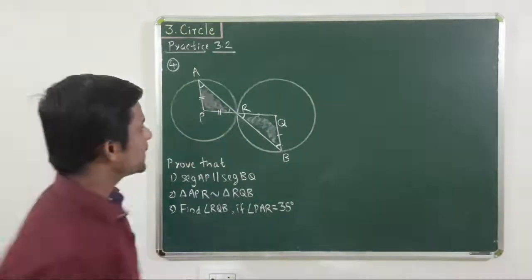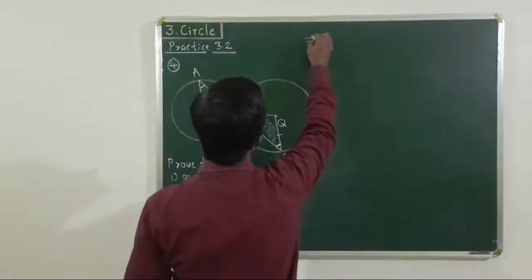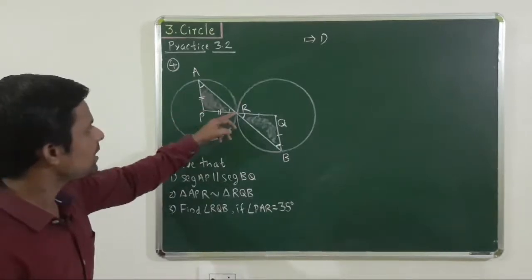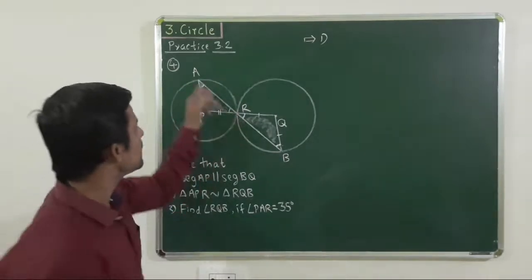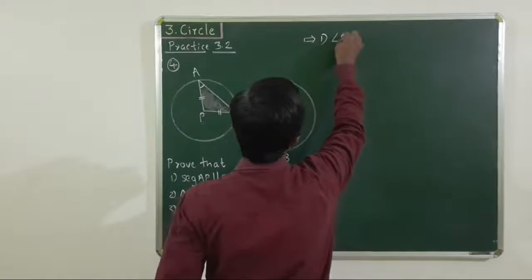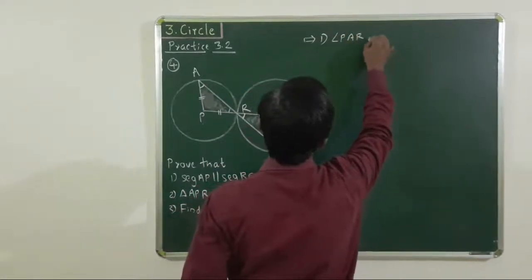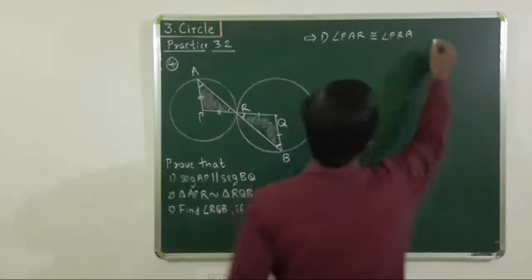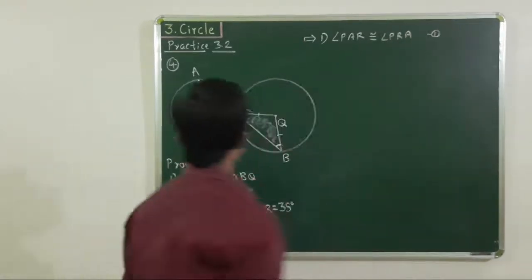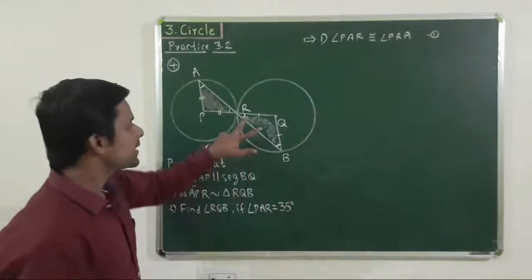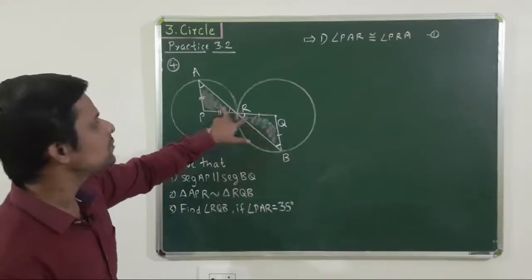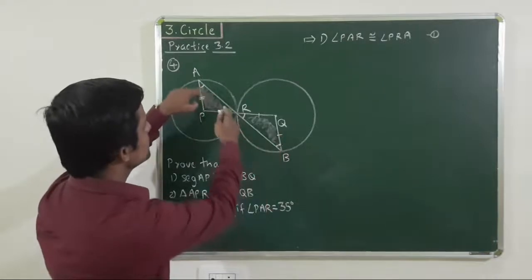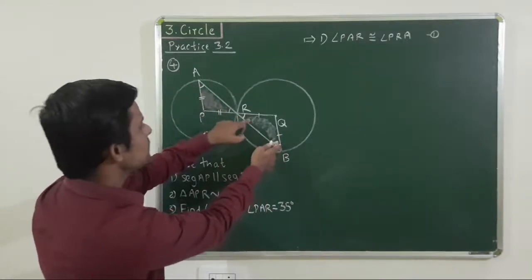We will write the step by step solution of number 1. Angle PAR is congruent to angle PRA. Statement number 1. I am writing this statement directly, then I will move towards this one, since I am going to write the same reason for this one and this one. Therefore, I am writing this one first.